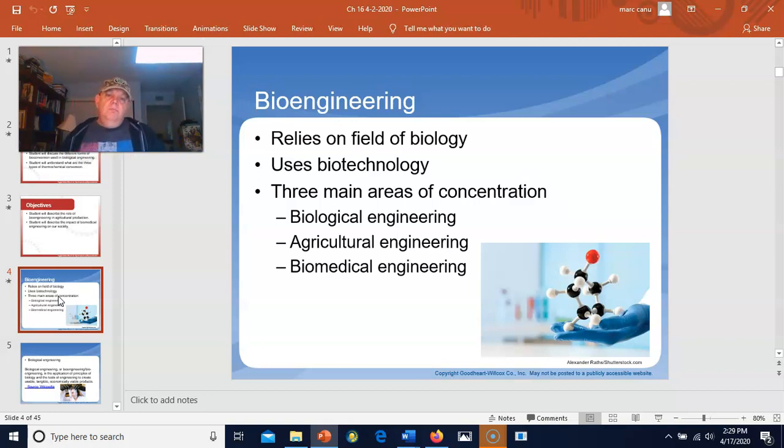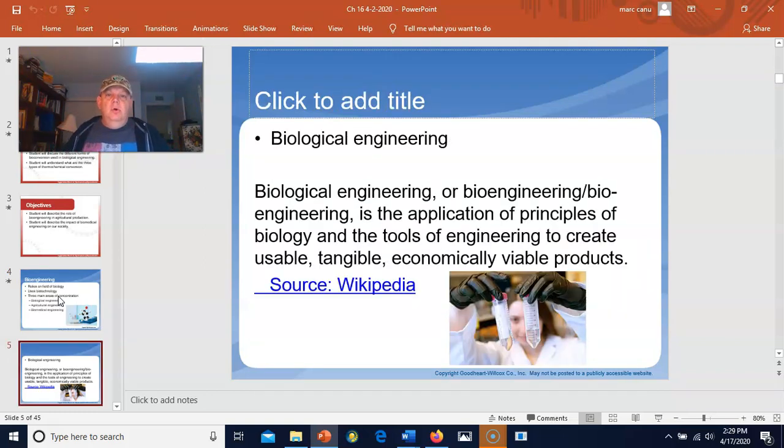Okay, so that's it. Biological engineering, or bioengineering, is the application of principles of biology and the tools of engineering to create usable, tangible, economically viable products. And I'm using Wikipedia as a source on this because I thought that covered it in a nutshell, and we're done. No, no, we're not.